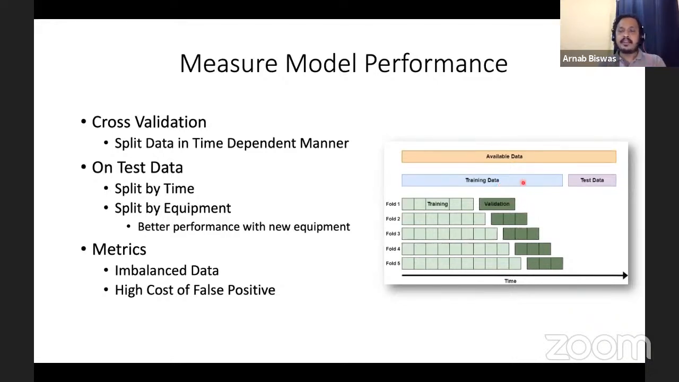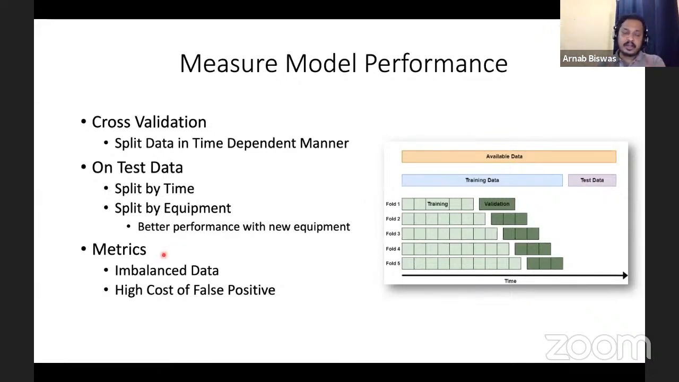Now, another thing is, if I have training data and test data, how should I split? I can split them based on time, as we are doing for validation data, but we can split them based on the equipment ID as well. So we build the model with a set of equipments and we test the model with another set of equipments. This is particularly useful when in production we can expect new equipments.